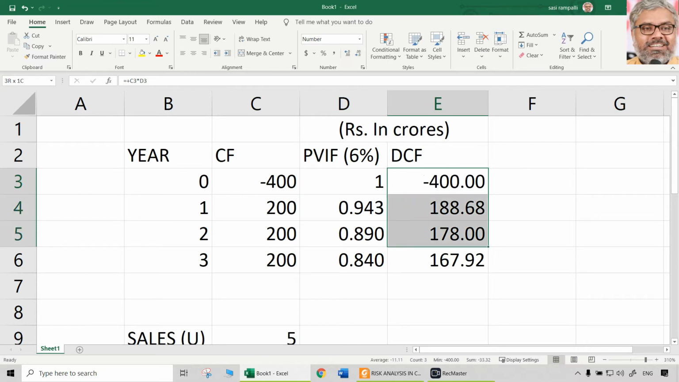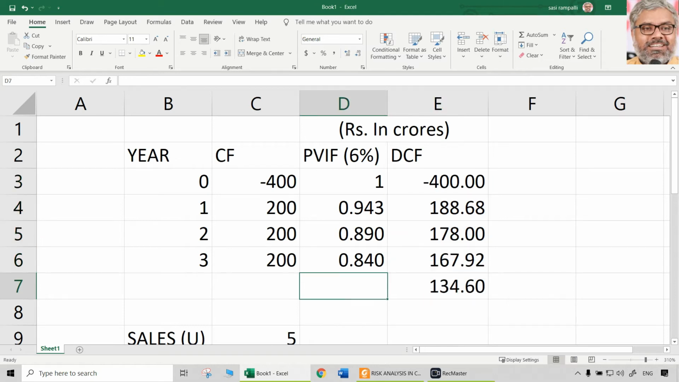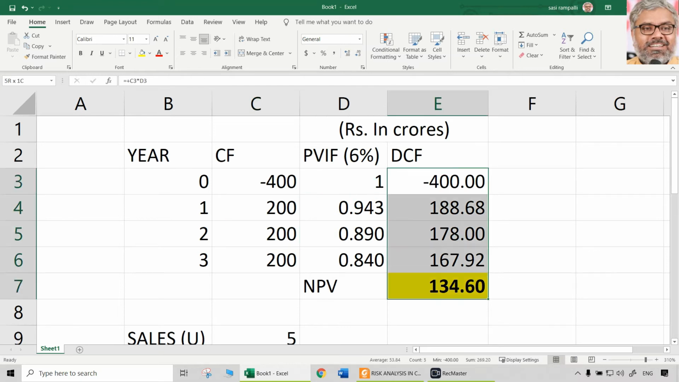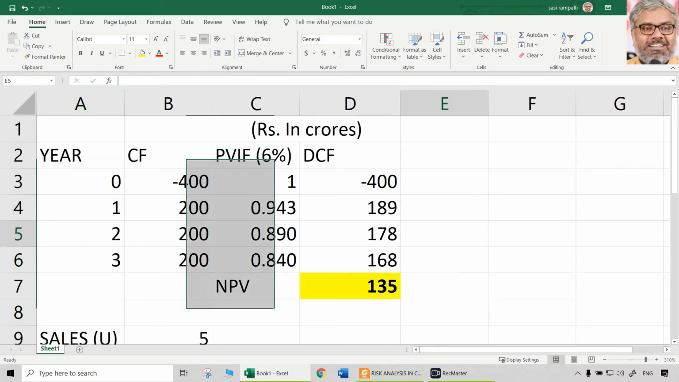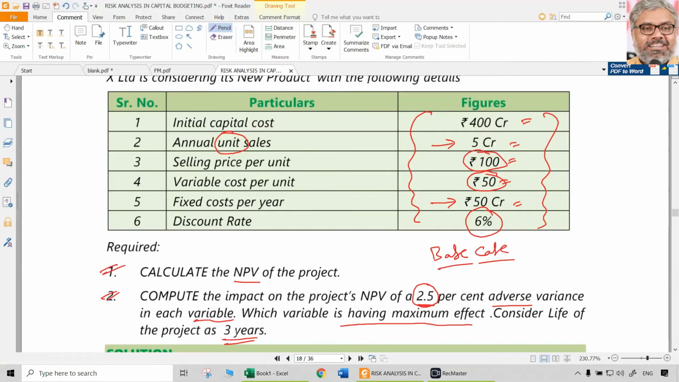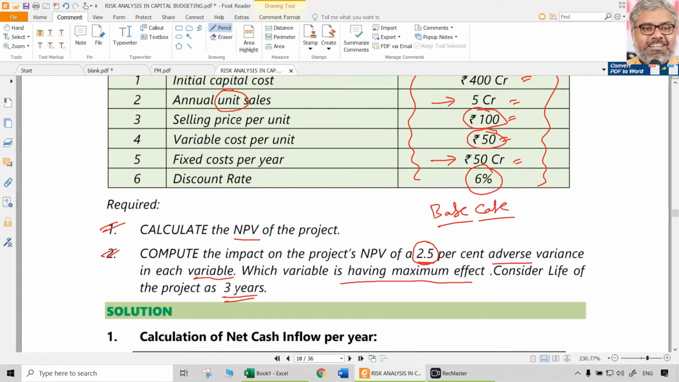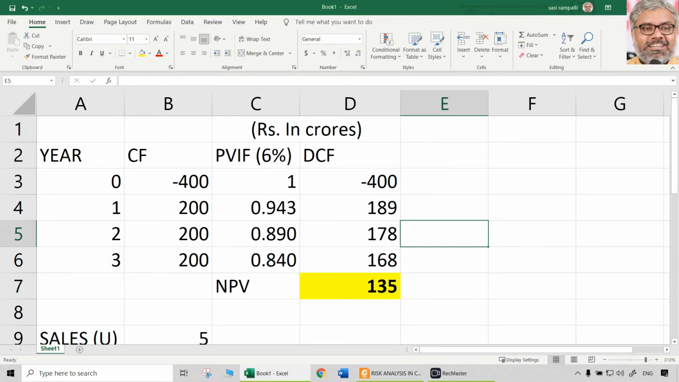only, enough. Then the total of that is 134.6. That is called base case NPV. So from the original estimation of various items, NPV looks like 135 crores approximately. If you just take whole numbers, 135 crores is the base case NPV approximately. That is the first question answer, we got it.